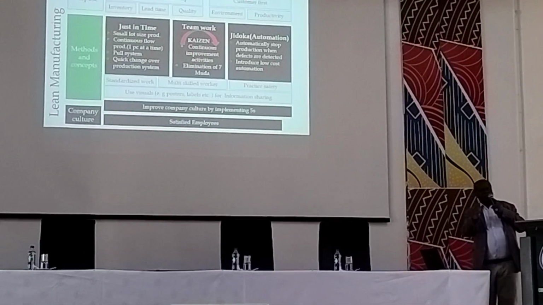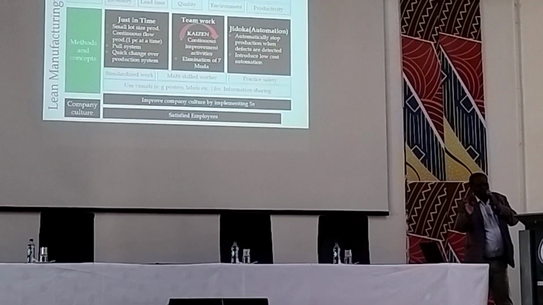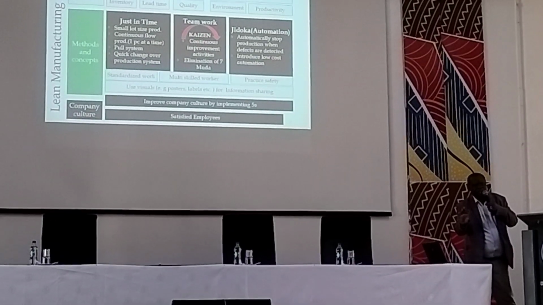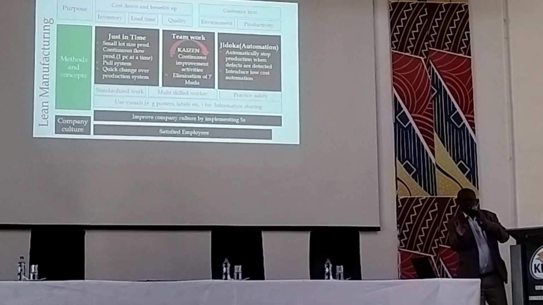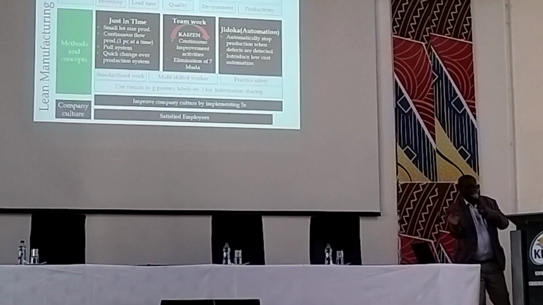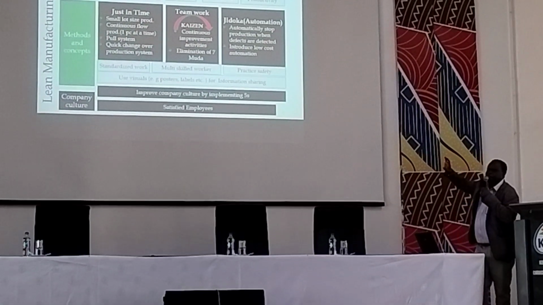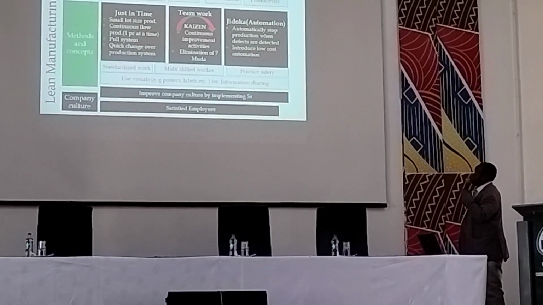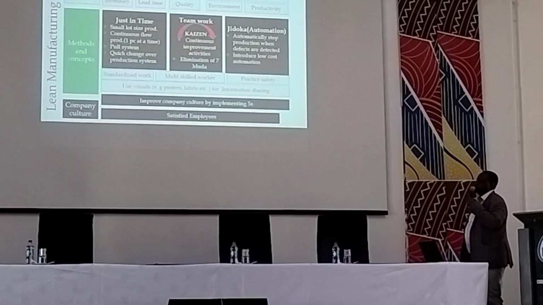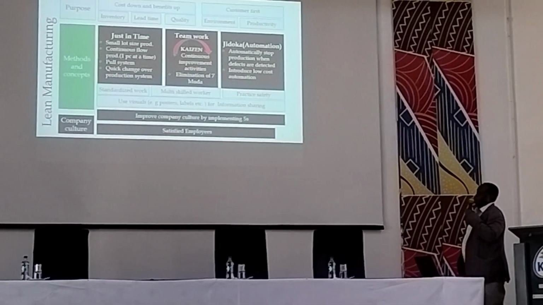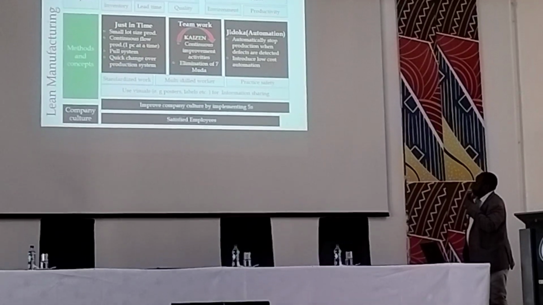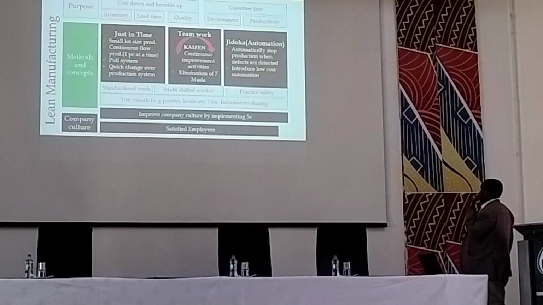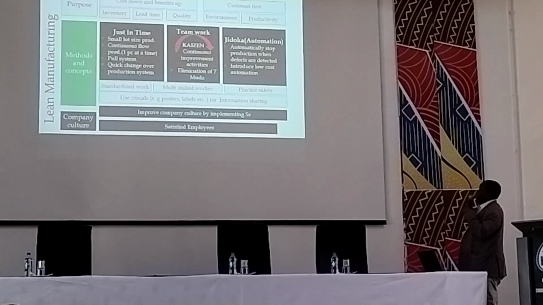And also in your production system, let it be flexible, such that if today you are producing mango juice, very quickly you can switch to orange juice. So that flexibility is very, very important in manufacturing. I mentioned Kaizen. Kaizen is about continuous improvement, and also we will be seeing how you can eliminate wasteful practices using the Kaizen philosophy.